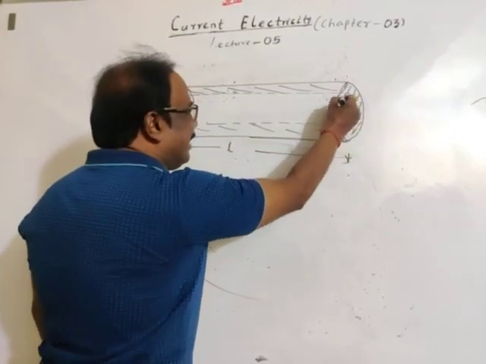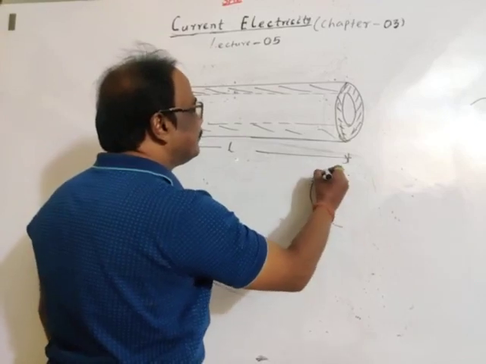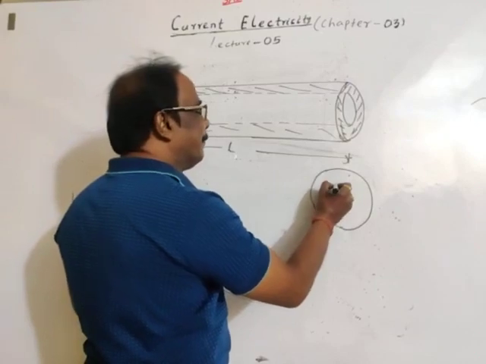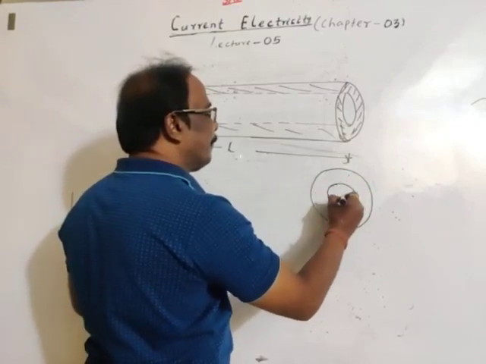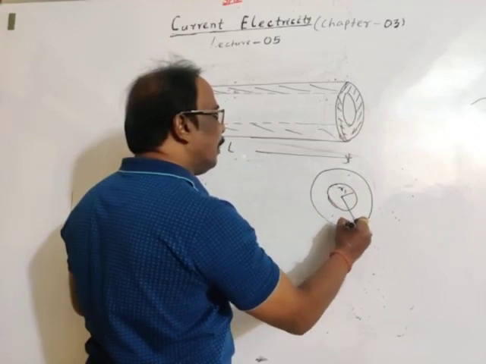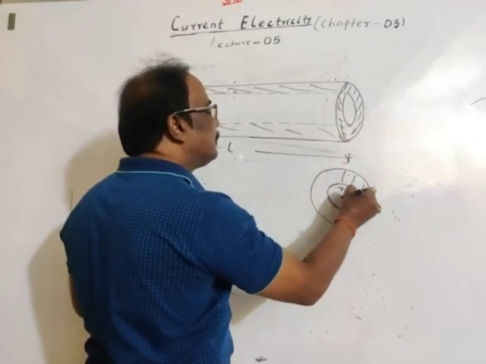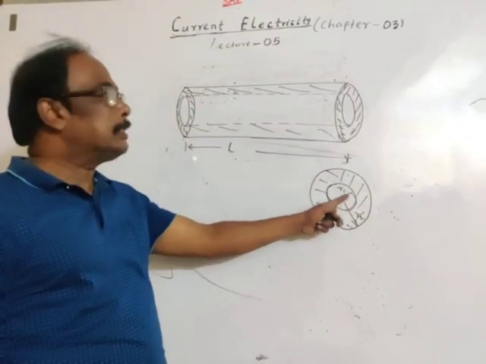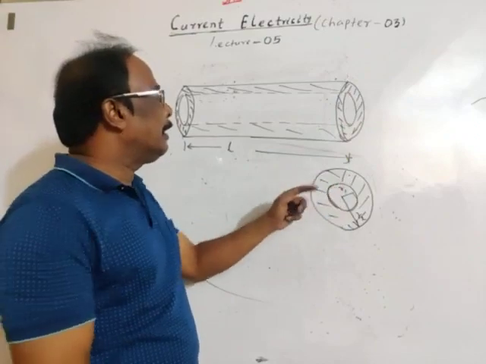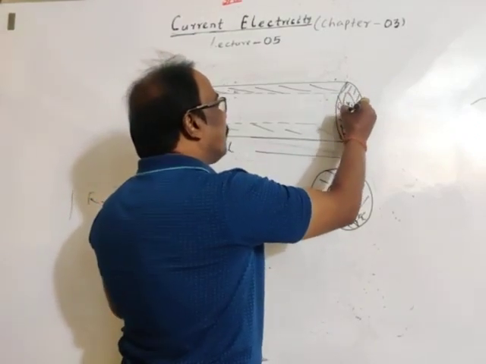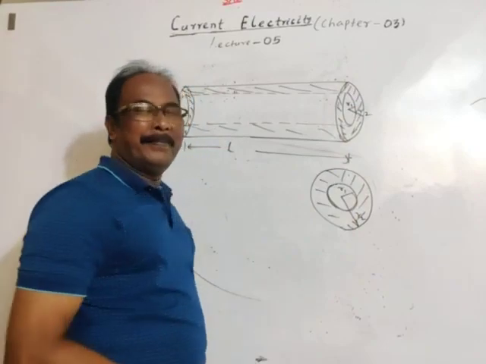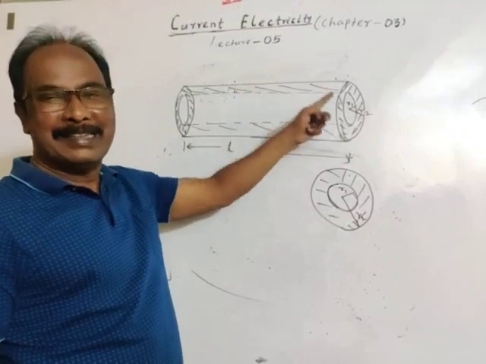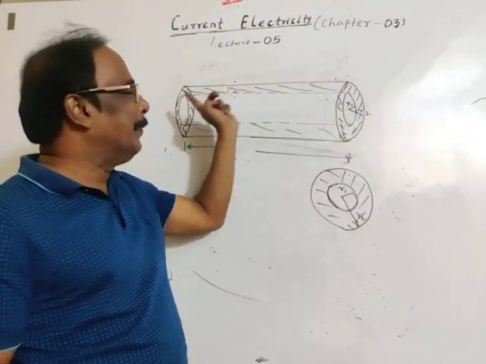I am bringing this area to outside for clarity of your imagination. See, the inner radius is R1, outer radius is R2, and this is the solid part, and this is the hollow part. Inner radius R1 and outer radius R2. We have to find the resistance between the two end faces.